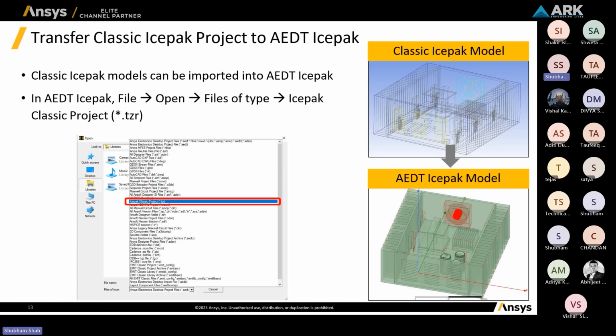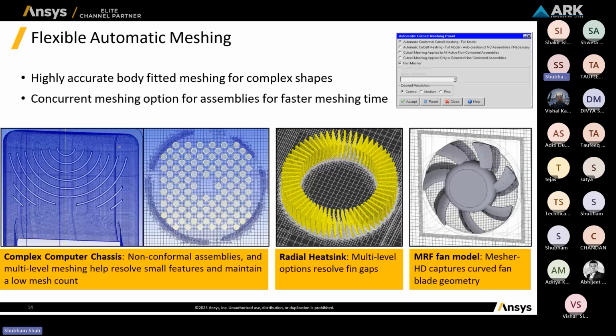Coming towards Icepack meshing. Icepack meshing offers flexible automatic meshing. It's a highly accurate body-fitting mesher for complex shapes. What generally happens on other tools is that an initial-level user performing meshing is not much aware of where the mesh should be fine, or at what location he can go with a coarse mesh. But Icepack has a different capability of meshing.